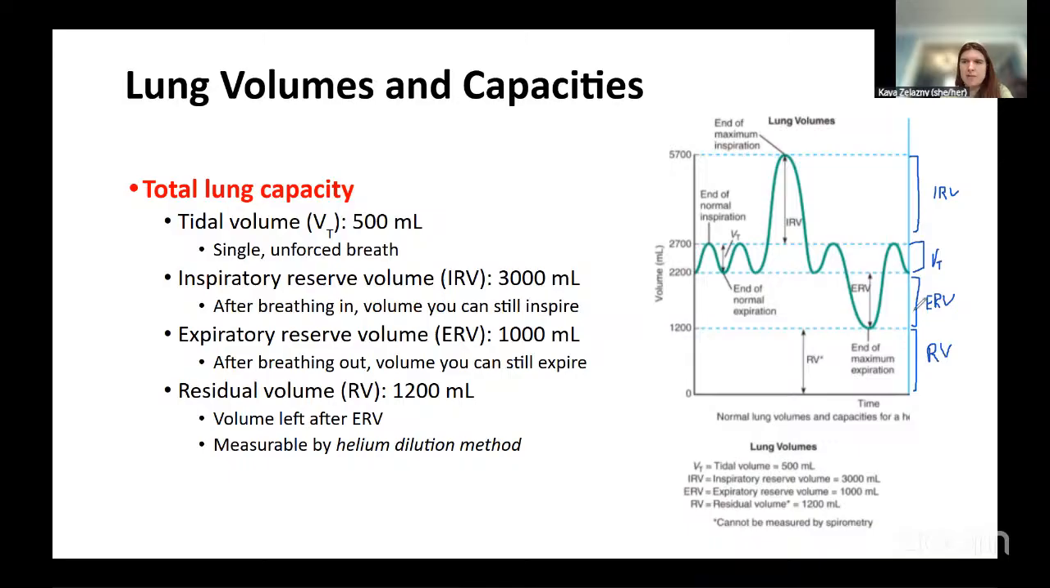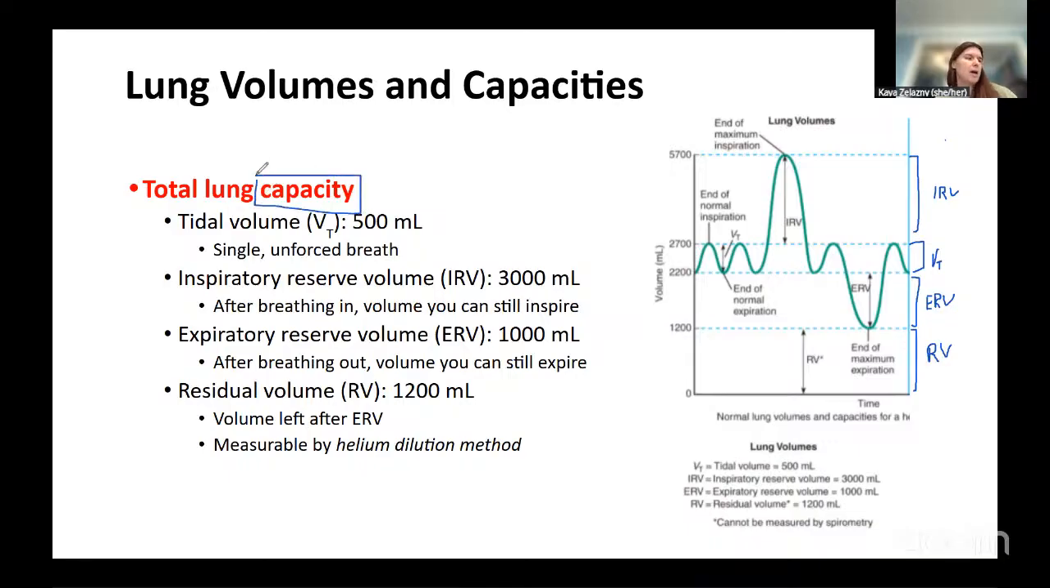And I'm marking them on the side like this, right? Because we're noticing that they're not overlapping. Your tidal volume isn't part of your inspiratory reserve volume. It's not part of your expiratory reserve volume. These are all mutually exclusive amounts, right? They add together, though, to a capacity.